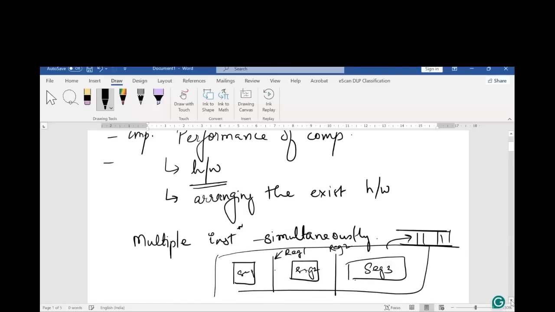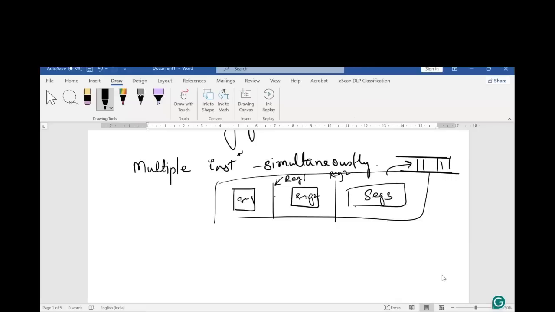Let us see a more practical example. If we talk about a non-pipeline architecture, until one process completes, the other process cannot start. Whereas in pipeline architecture, if one process is working in a particular stage, the other process can work in some other stage simultaneously.